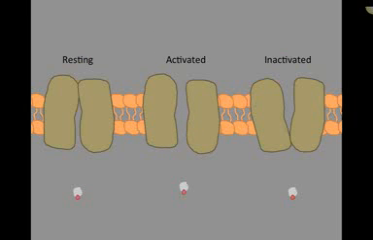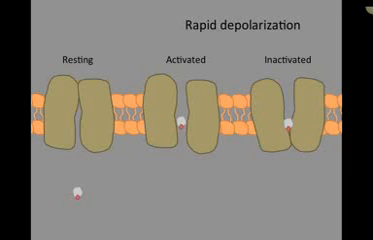As sodium channels open and close, they have three conformational shapes: resting, activated, and inactivated. Lidocaine shows a preference for the activated and inactivated conformations. These conformations predominate in areas with a more positive membrane potential. Thus, lidocaine's effects are greatest when nerve fibers are firing rapidly.